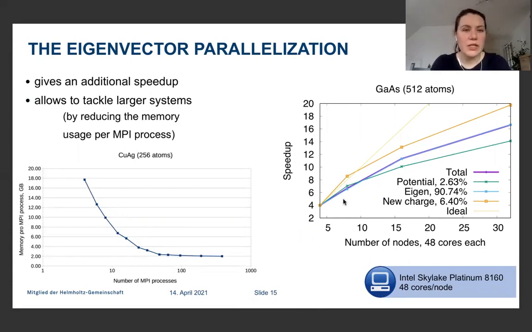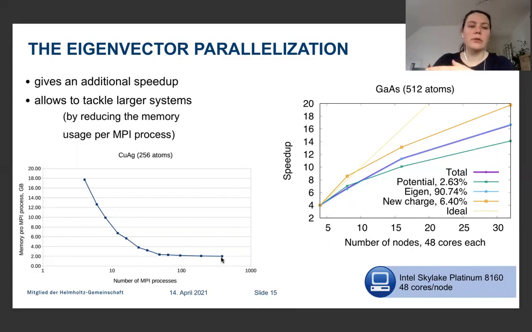The next level of parallelization is eigenvector parallelization. Again, you can see the speedup plot here. You can see that it gives you an additional speedup, but there is also a second advantage. It will allow you to tackle larger systems, because at some point your unit cell will be so large that it won't fit on one node into the memory anymore. You can see how the memory usage drops when increasing the number of MPI processes here. And you can see that at some point it achieves a plateau.